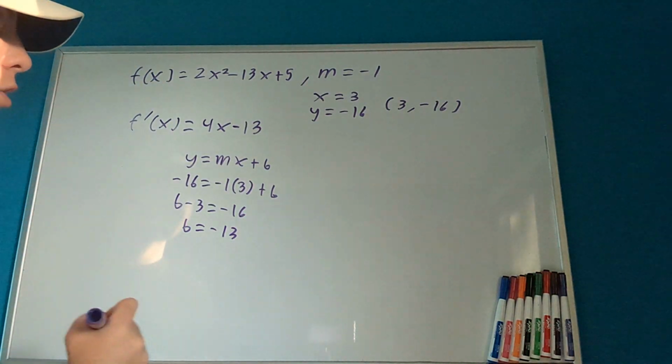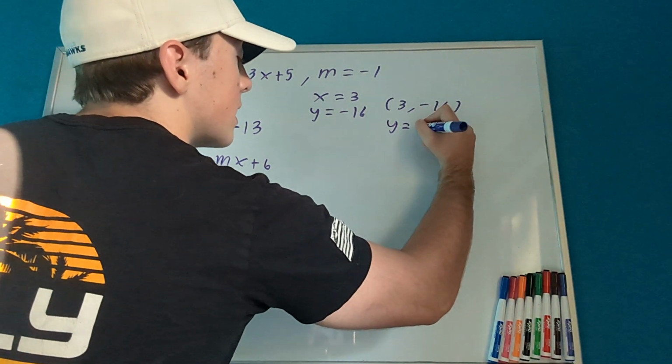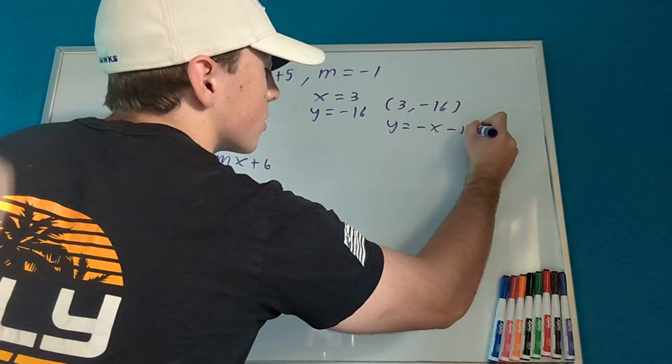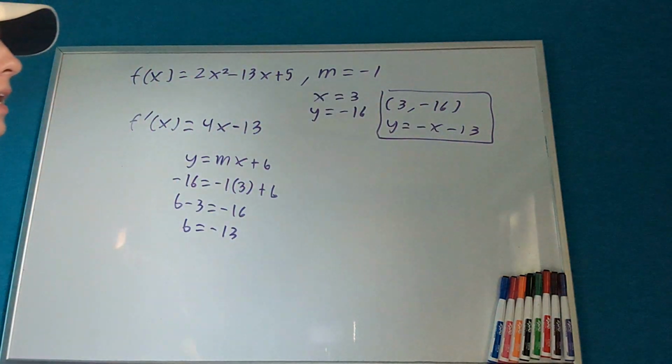So our final equation for that line will be y equals negative x, because m equals negative 1, minus 13. So here we have the two things that we wanted to calculate at the start.